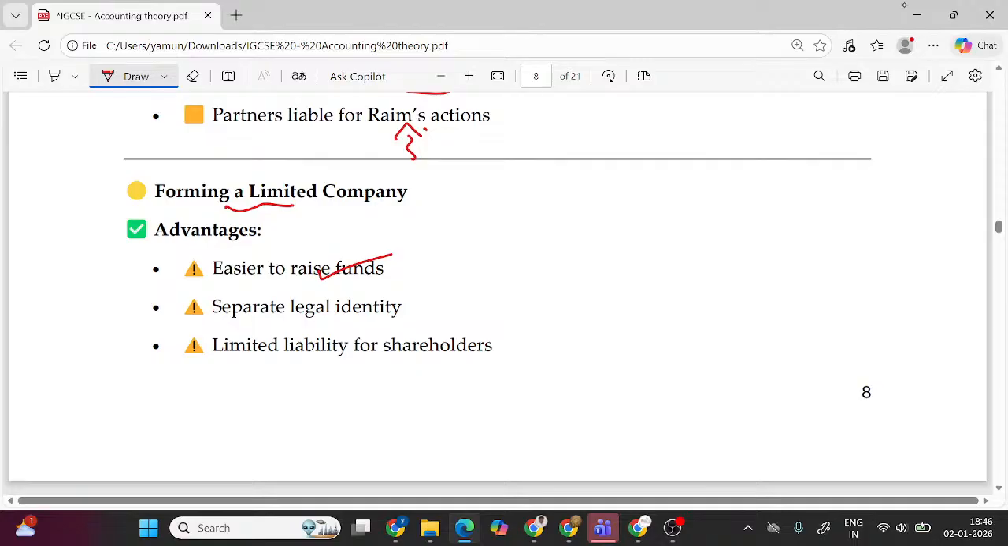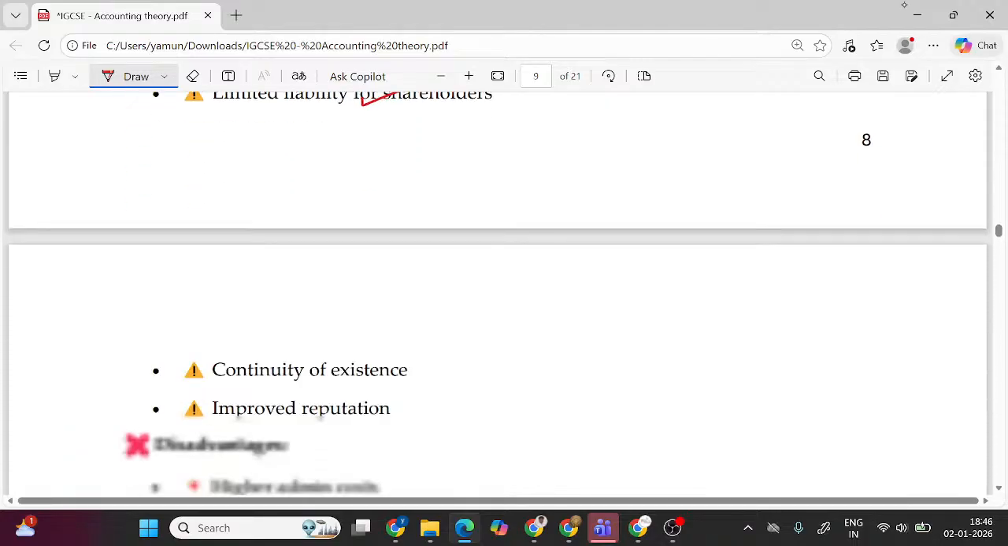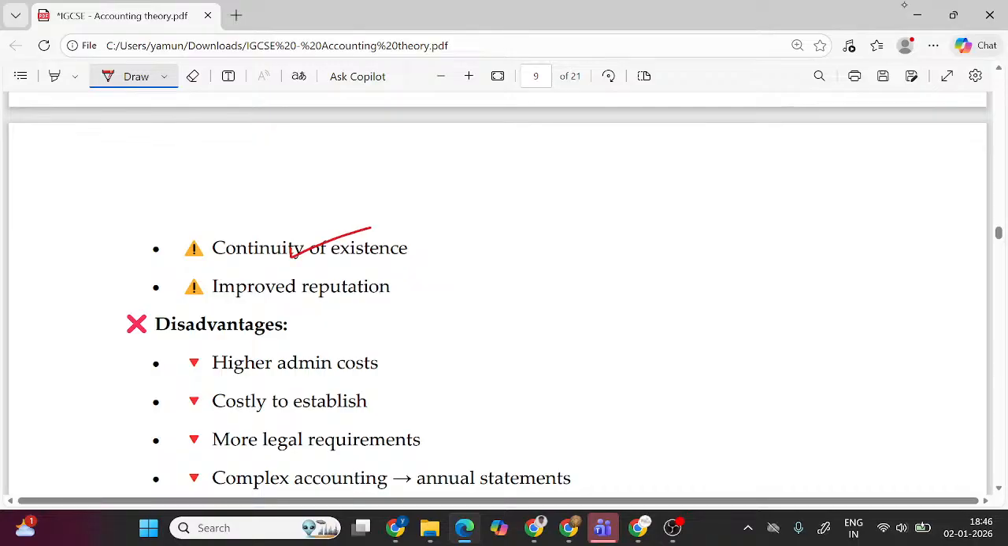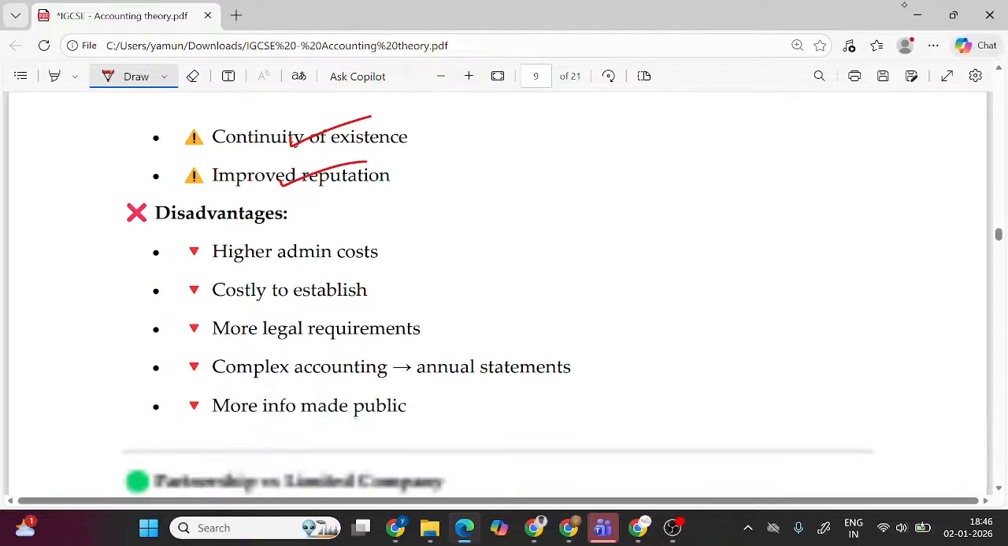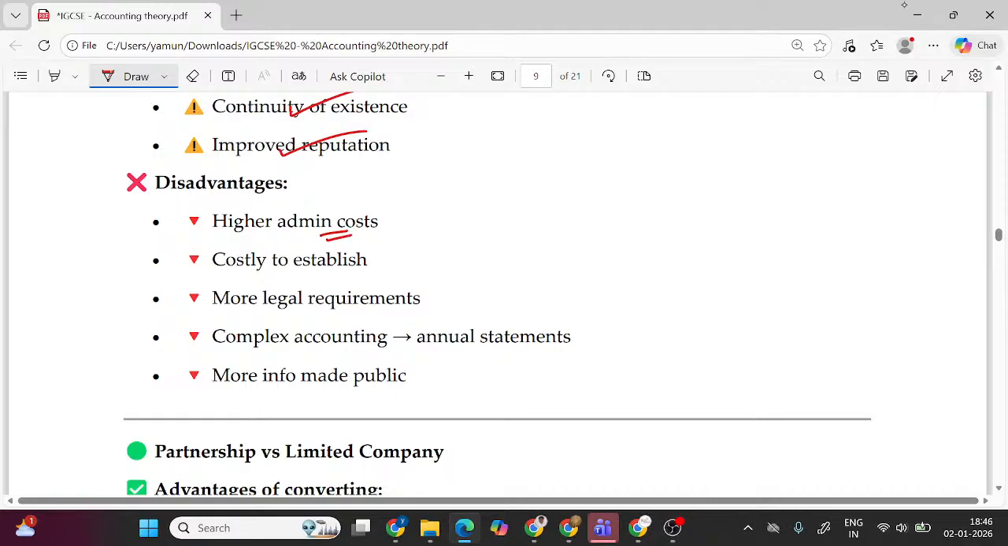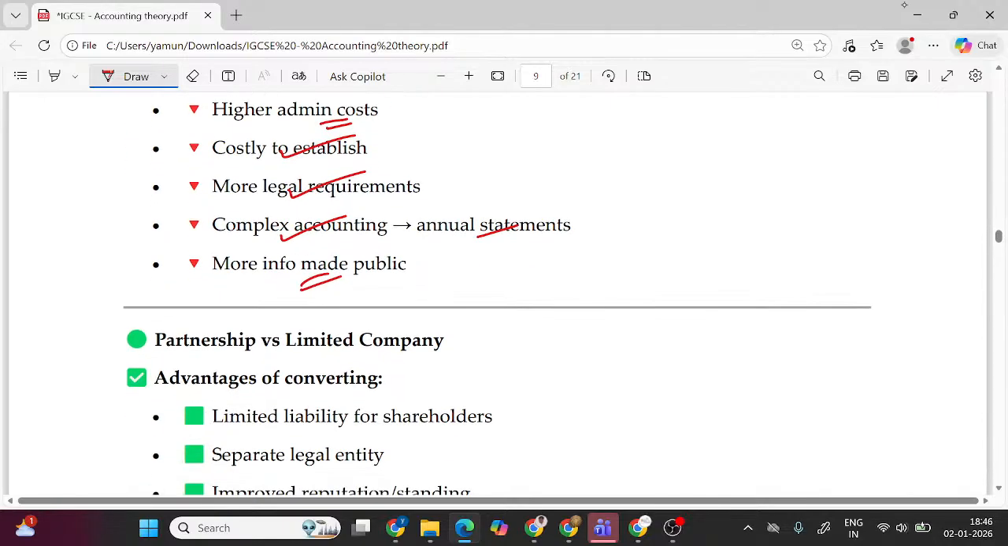Forming a limited company makes it easier to raise funds. The advantages I'm talking about: separate legal entity and limited liability for shareholders, continuity of existence and improved reputation. Disadvantages: higher admin cost. Yes, there are so many legal provisions you have to follow. Costly to establish, more legal requirements, complex accounting on annual statements, and more information made public. Yes, in most cases you have to reveal the statements, for example, balance sheets, the financial statements themselves.